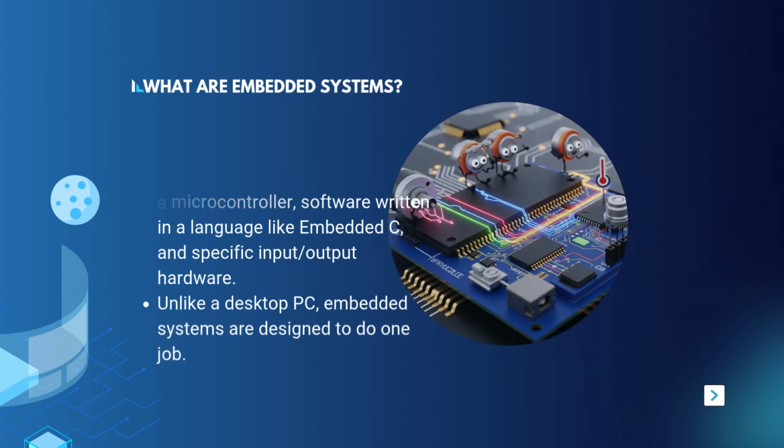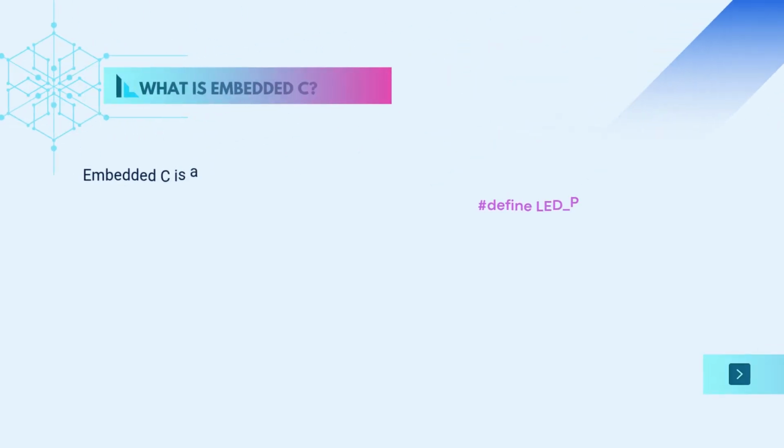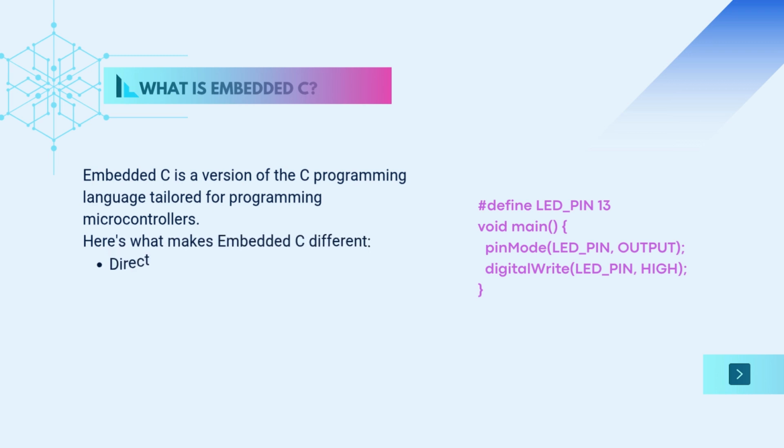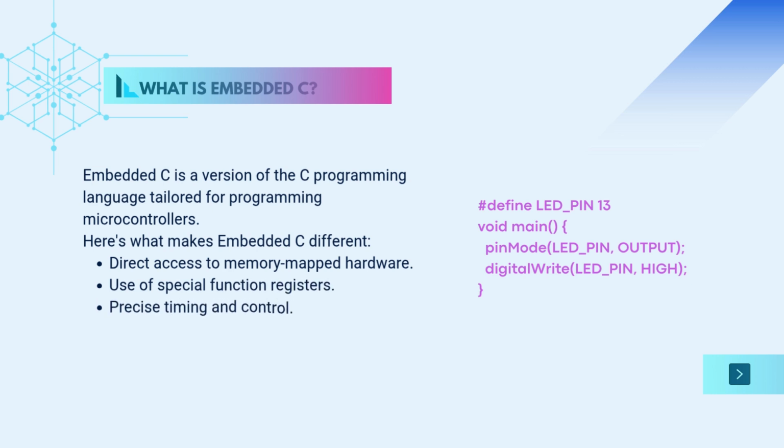real time. Embedded C is a version of the C programming language tailored for programming microcontrollers. While C is great for general-purpose programming, embedded C provides access to specific memory locations and I/O hardware. Why C? It's fast, close to hardware, and widely supported. Here's what makes embedded C different.